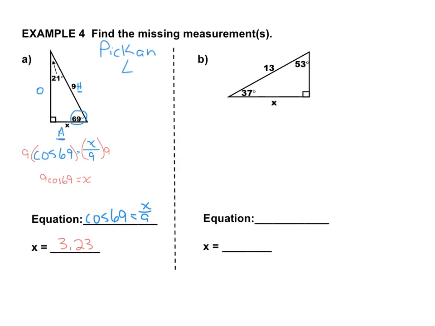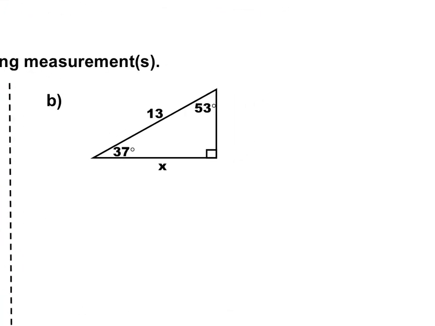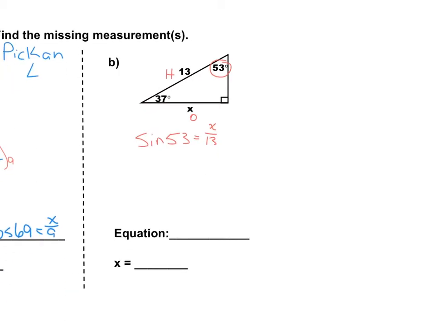So you might try the next one on your own. I'll kind of give you a setup. I decided to choose 53, but of course you could choose 37. Well, if I choose 53, it's given me my hypotenuse, and it gave me the opposite side. So O's and H's go with sine. So I have sine of 53 equals the opposite side, x, over the hypotenuse, 13. There's our equation.